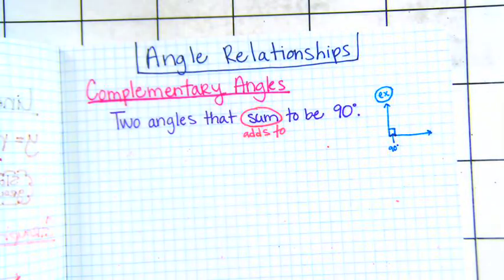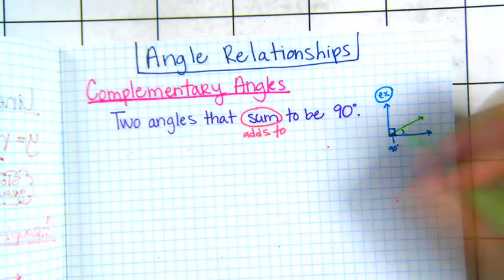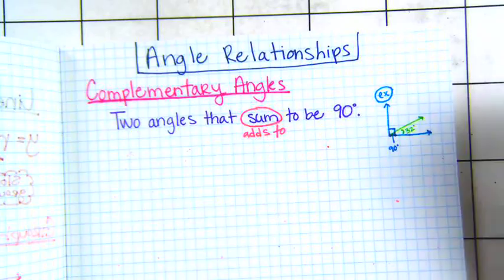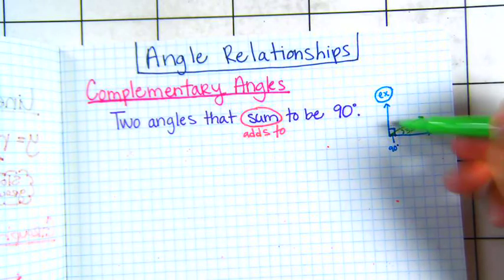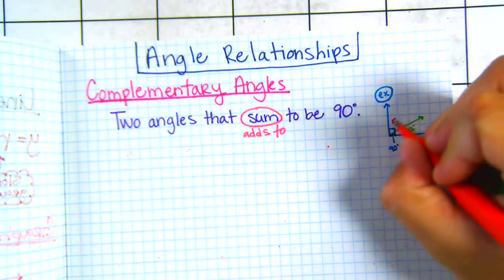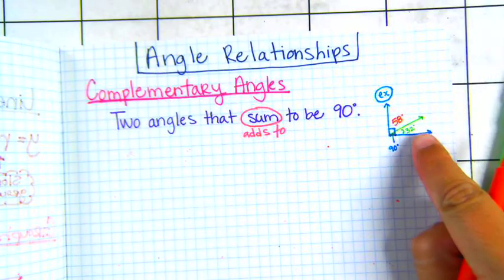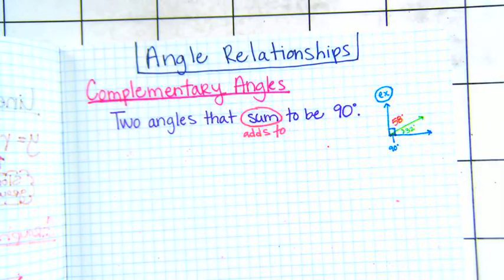And let's say that it's split like this. And we know that this angle right here is going to be a 32-degree angle. It would say something like, what is the complement to 32 degrees? Well, the complement of 32 degrees would be whatever is left over, which is going to be 58 degrees. Because 58 plus 32 gives you that 90. So that's what complementary angles are.